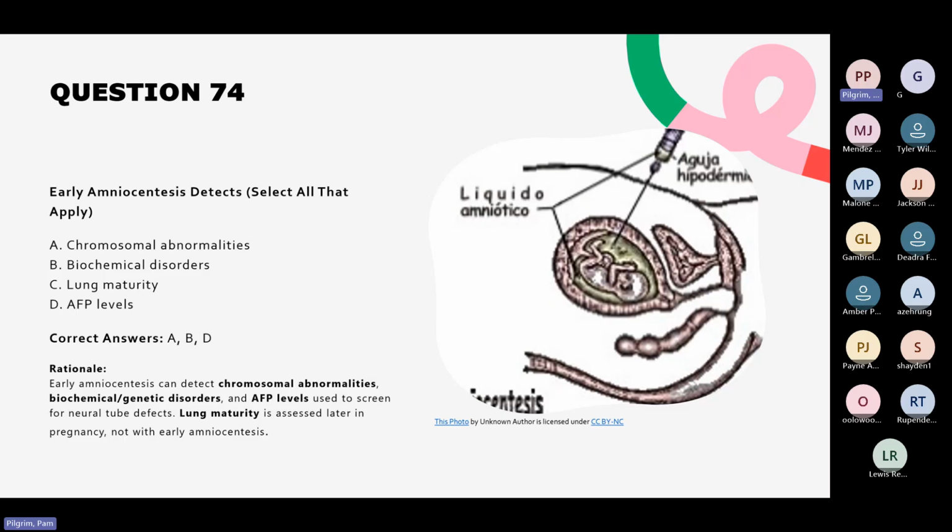You wouldn't be checking lung maturity because that would be a later amniocentesis if they wanted to check lung maturity because they thought that the baby might need to be delivered early. So alpha fetal protein levels in utero would be screened for neural tube defects. So chromosomal anomalies, biochemical disorders, and the alpha fetal protein levels, because the alpha fetal protein levels are screening for neural tube defects. All right.